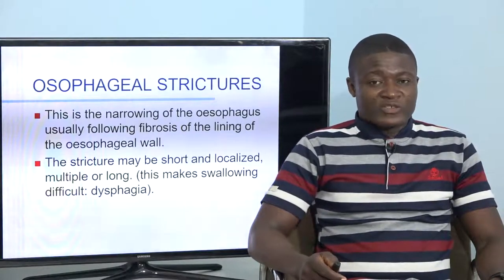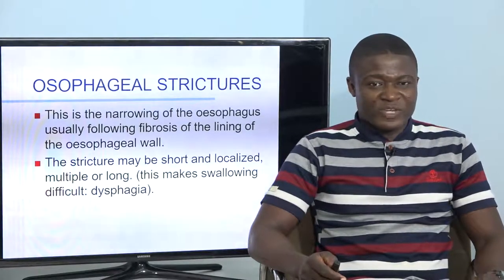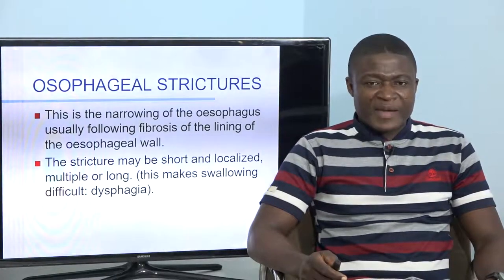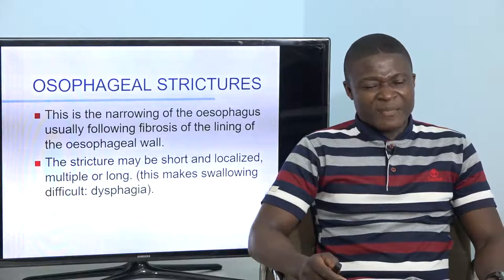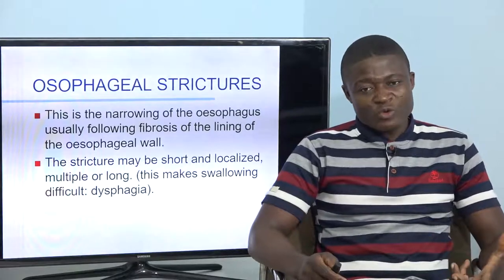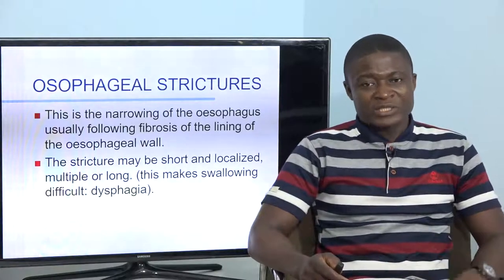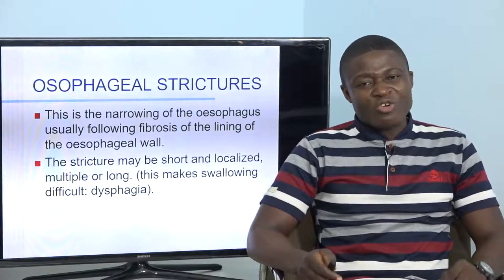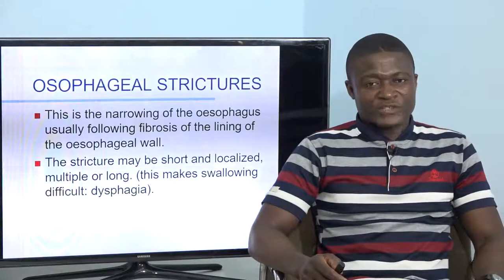Now let's look at esophageal strictures. So the first one was achalasia. We are looking at esophageal strictures. So this is the narrowing of the esophagus, usually following fibrosis of the lining of the esophageal wall. So if something happened to the esophageal wall, the lining of the esophageal wall, the tissues of the esophagus, and as a result of that, it led to maybe scars or fibrosis, this could eventually make the esophagus become narrowed, and this will impede the ability of content to move smoothly into the stomach. We call it esophageal strictures.